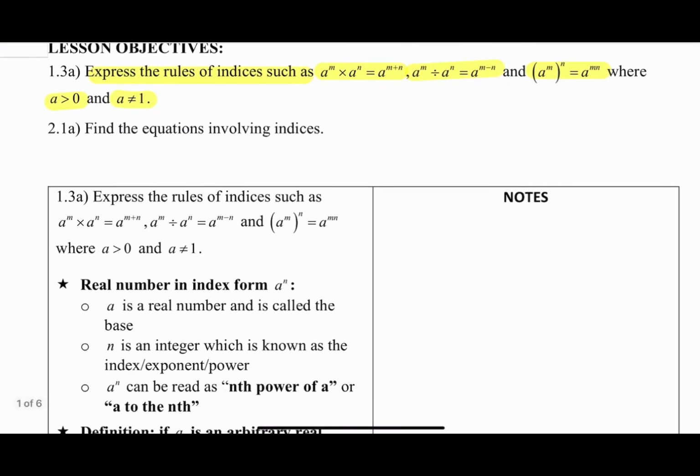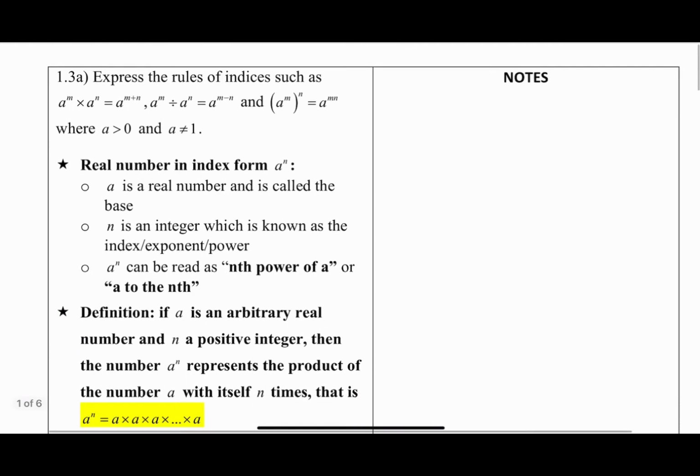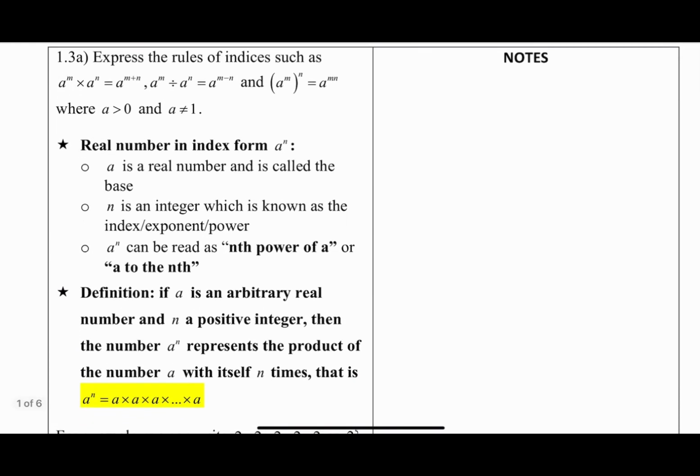Okay, let's look at our first lesson objective. So, kita nak expresskan rules of indices such as a to the power of m times a to the power of n equals to a to the power of m plus n. Kemudian, a to the power of m divided by a to the power of n equals to a to the power of m minus n. And a to the power of m to the power of n equals to a to the power of mn. Okay.